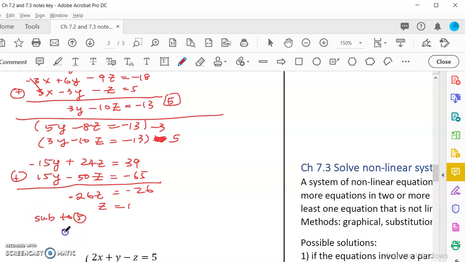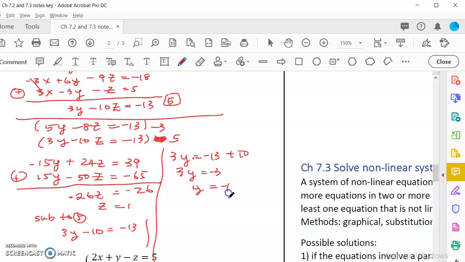I want to get y, right? 3y minus 10 equal to negative 13. So 3y is equal to negative 13 plus 10. 3y equal to negative 3, y equal to negative 1.